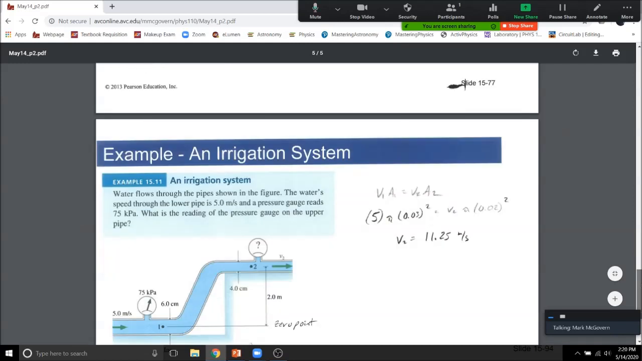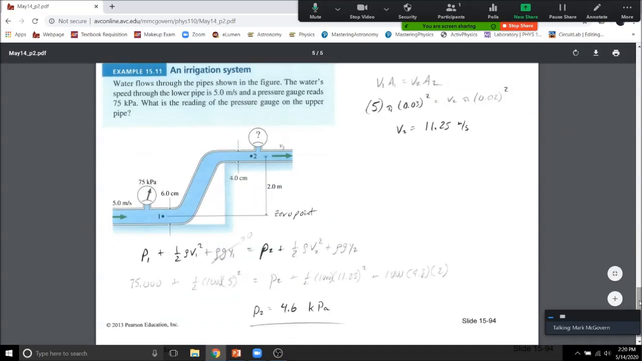Okay, so now you can do both the equation of continuity and Bernoulli's equation in this problem here. And we're going to need to do that because we see Bernoulli's equation right down here, and we have too many variables, basically. We're trying to solve for P2. Well, we have the velocity at point 1. We don't know the velocity at point 2.